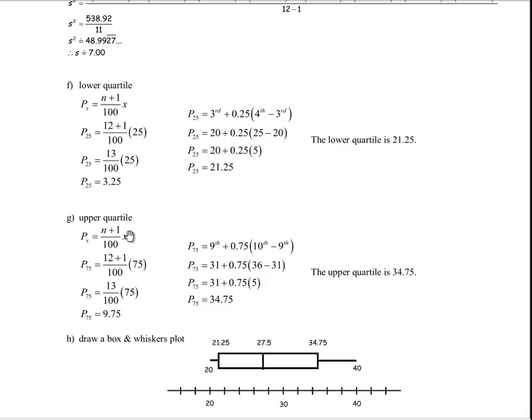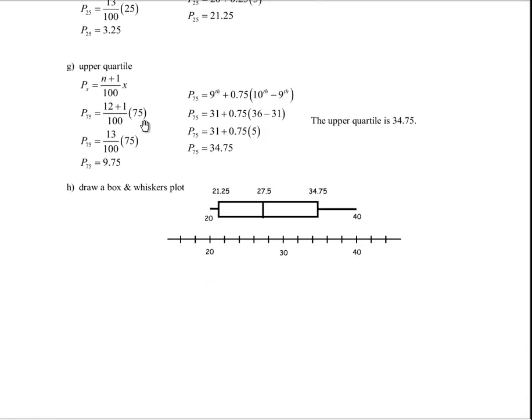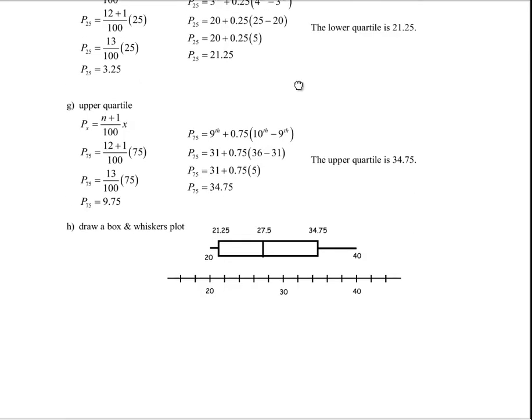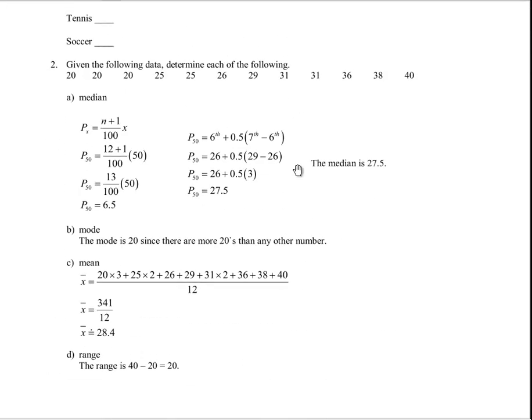To find the upper quartile, that's the 75th percentile, so we put 75 in place of x, and we get 9.75. So it would be the 9th number plus the 0.75 part times the 10th minus the 9th. Well, if we go back up and take a look at our numbers, which one are the 9th and 10th? 1, 2, 3, 4, 5, 6, 7, 8, 9. So that's the 9th, 36 is the 10th.